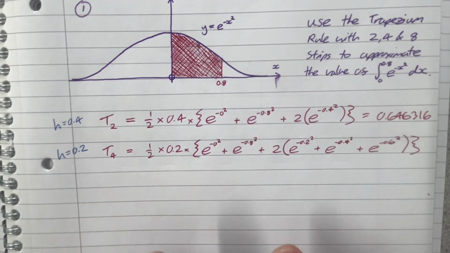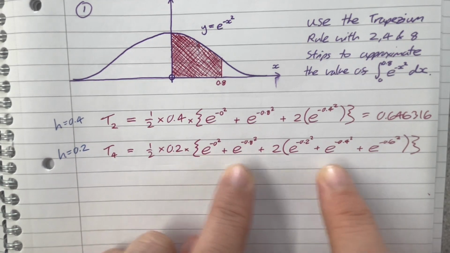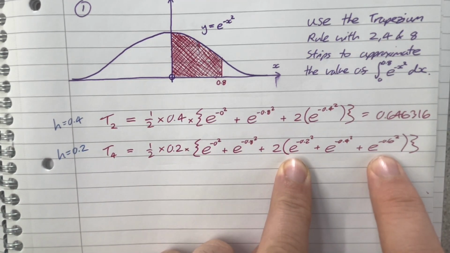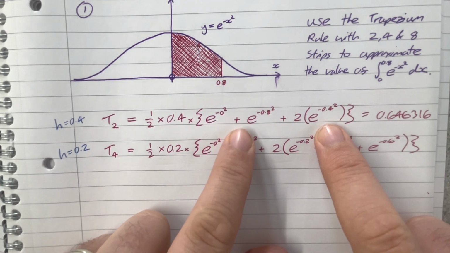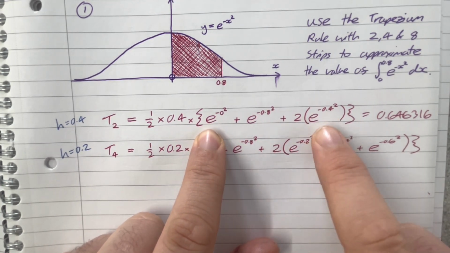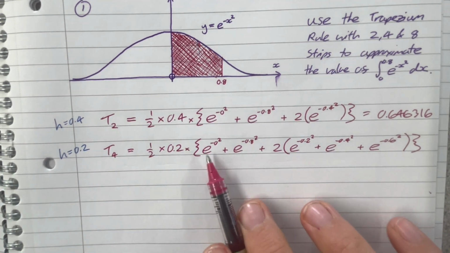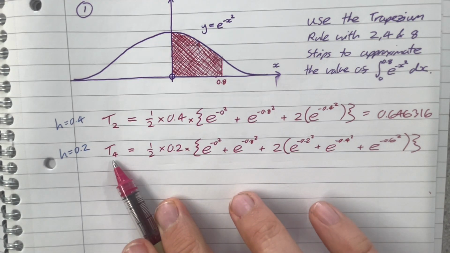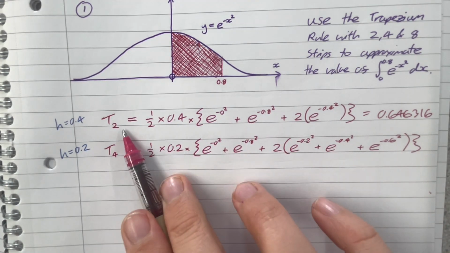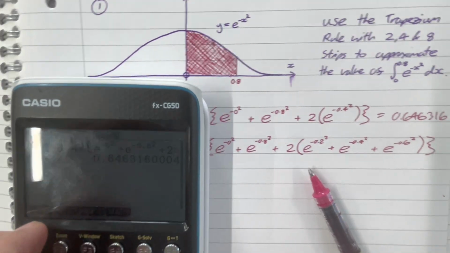So because we've got 4 strips, we've got y0 and y4 out the front, and then in here we've got y1, y2 and y3. Whereas in the previous case, we had 2 strips, so we had y0 and y2, and then y1 was in the bracket there. And we can see we've got 1, 2, 3, 4, 5 values for 4 strips, and here we had 1, 2, 3 values for 2 strips. And there'll always be n plus 1 values for n strips.